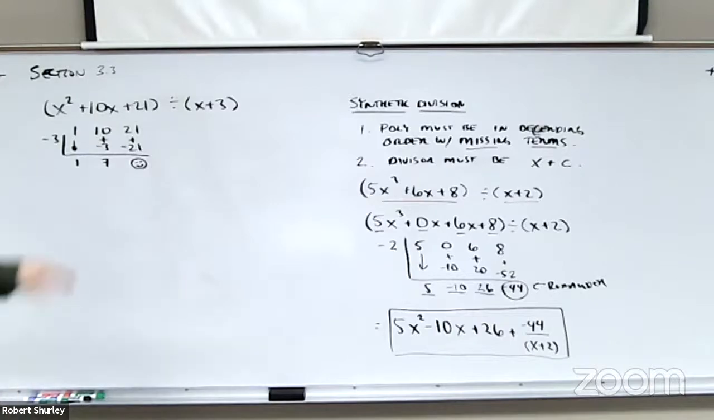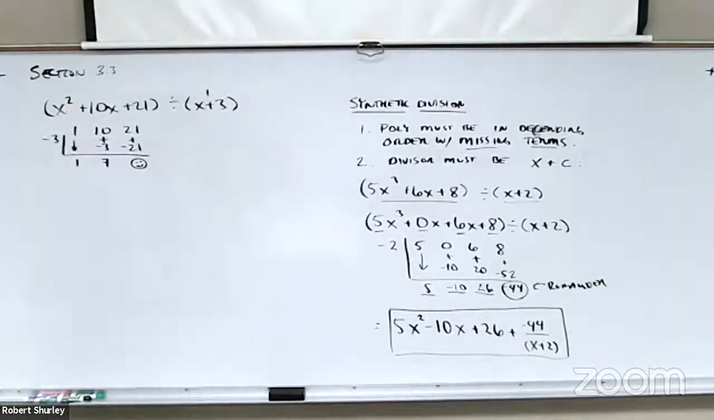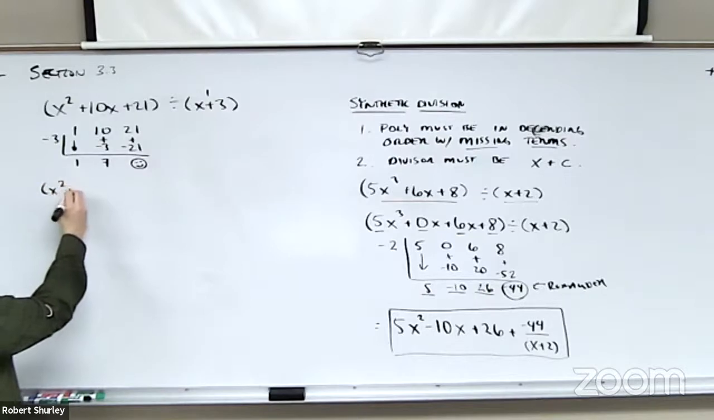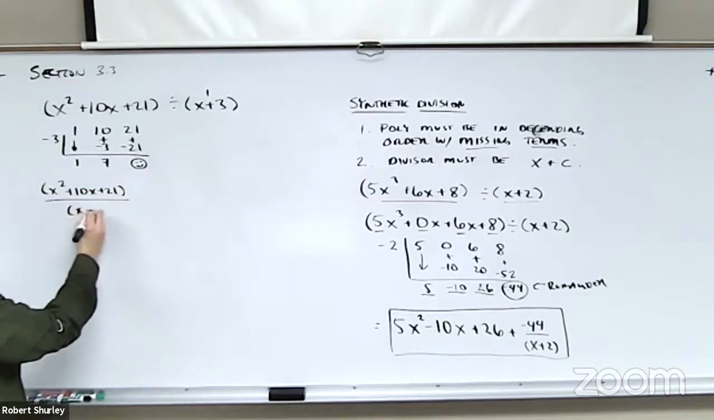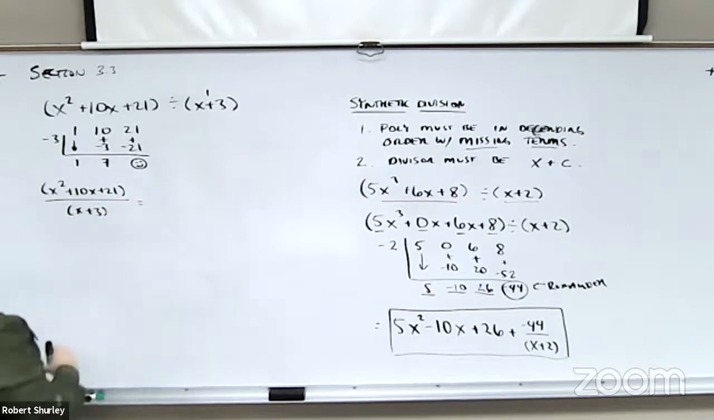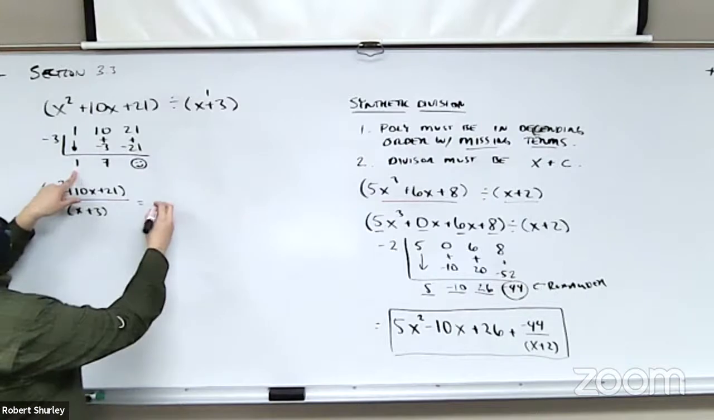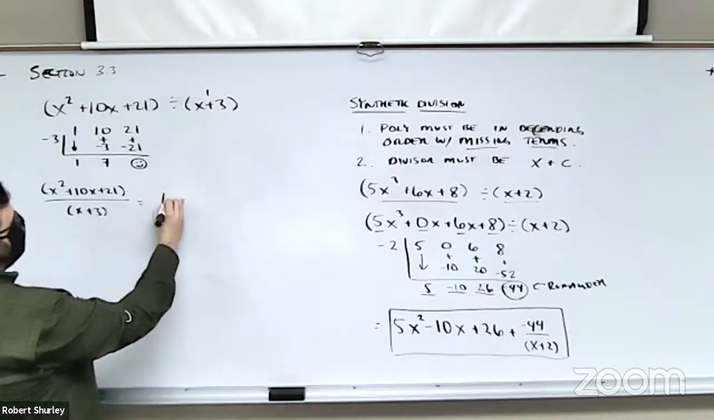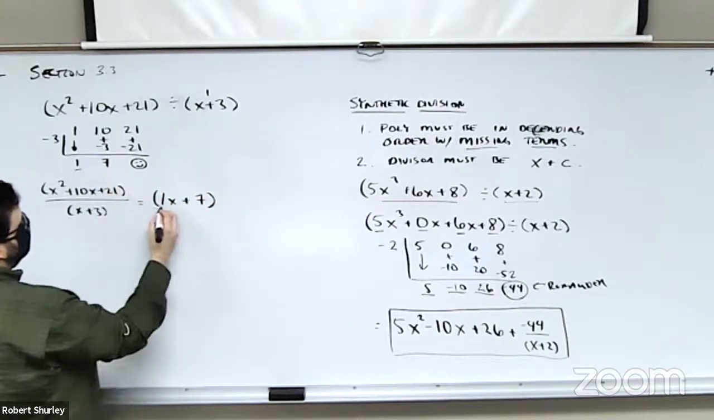So we only have 1 and 7 here, which is fine. Because look, we're dividing a second degree by a first degree. So that's going to leave us with a first degree polynomial. So what we found is that x squared plus 10x plus 21 divided by x plus 3 equals, now look, this is our constant and that's our x. So I'm going to write the 1 here, you don't have to, but it's 1x plus 7. That's where they're coming from.